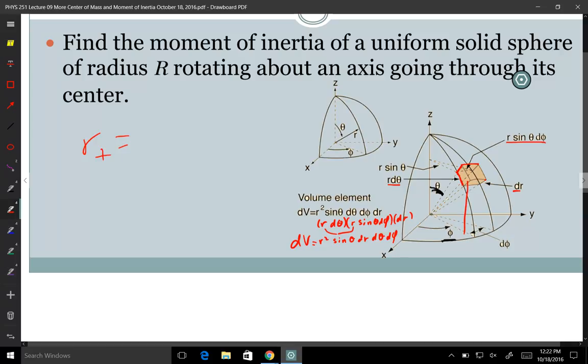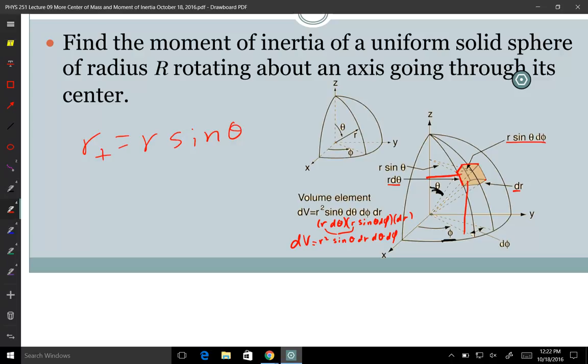That's theta. The opposite side is the perpendicular, so r sine theta is the r perpendicular. And then you just do your integral of r perpendicular squared times rho r squared sine theta dr d theta d phi.